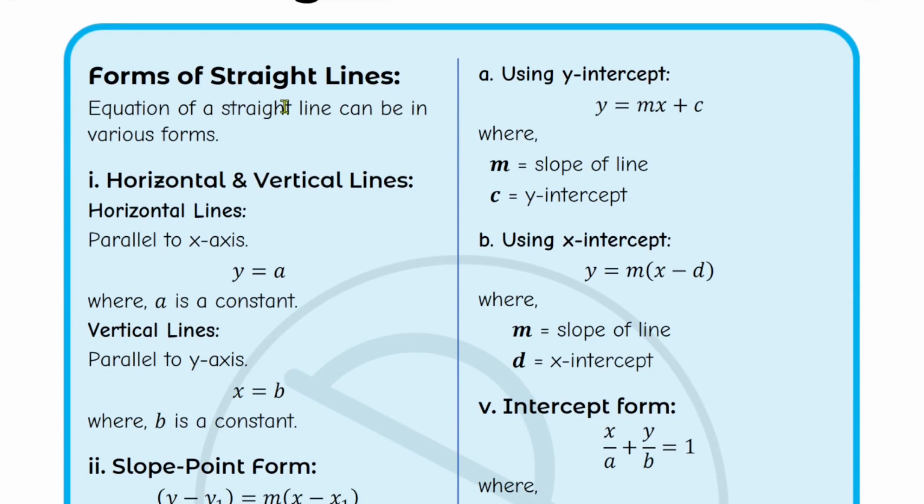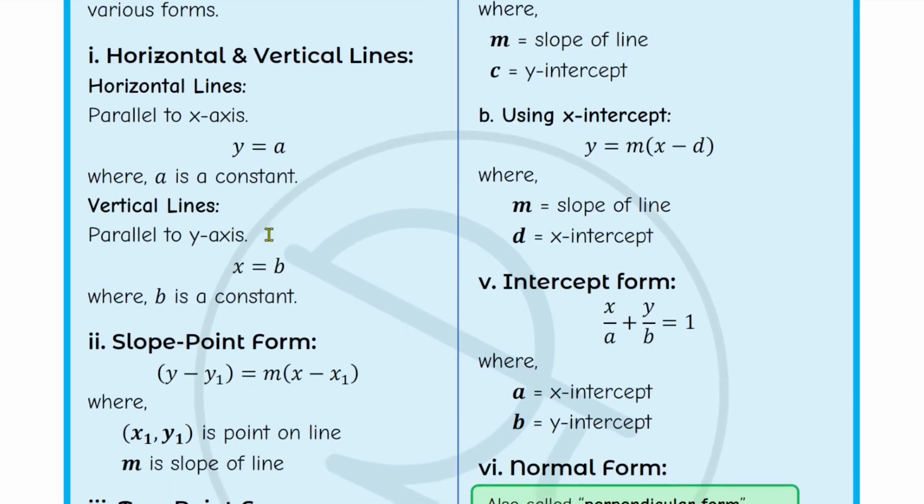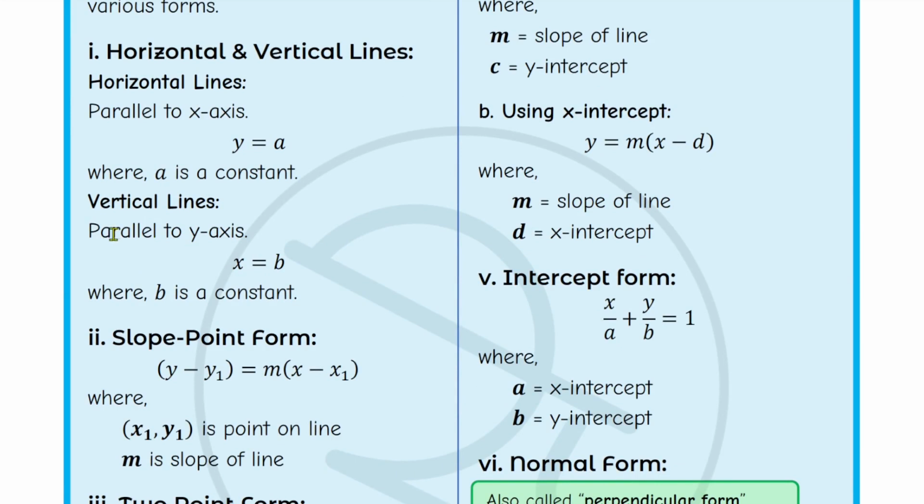And then we have the forms of straight lines. Equation of a straight line can be represented in various forms. First, the basic ones are horizontal and vertical lines. So horizontal lines are nothing but lines that are parallel to the x-axis, and the equation of these will be of the form y is equal to a, where a is a constant. And the vertical lines are lines that are parallel to the y-axis, and these equations will be of the form x is equal to b, where b is a constant.